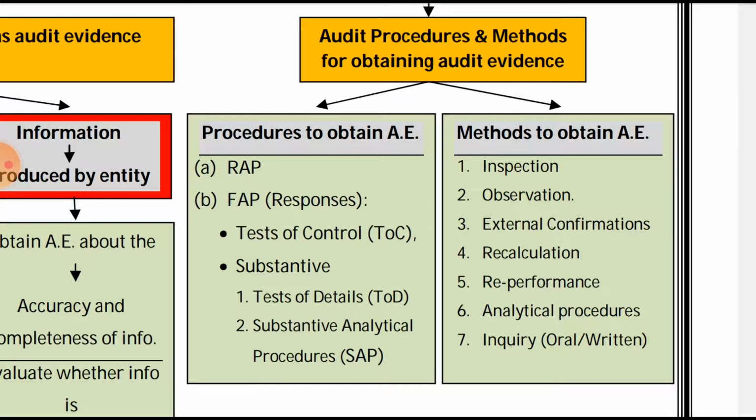So what are the procedures? Risk assessment procedure, further audit procedure. In that, test of control and substantive procedure, which is further divided into test of details and substantive analytical procedure. And the methods of obtaining audit evidence are inspection, observation, external confirmation, recalculation, reperformance, analytical procedure and inquiry, that is oral or written.